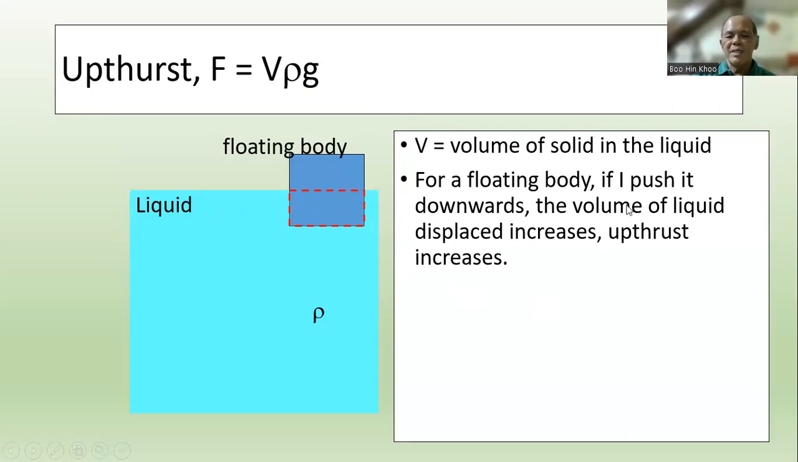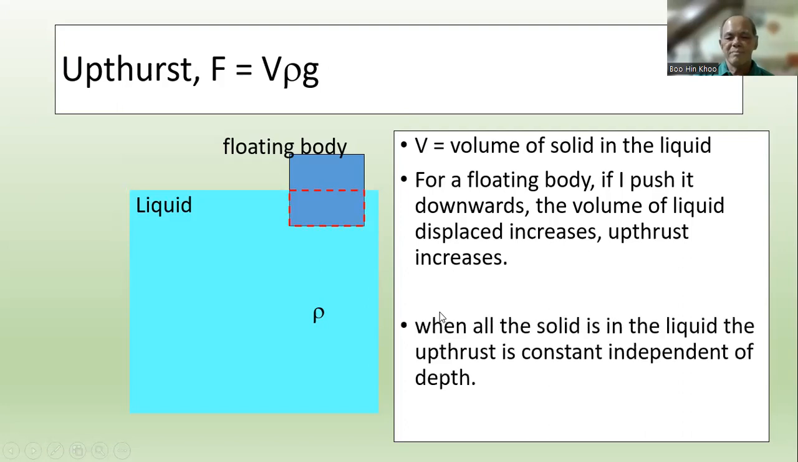For a floating object, if I push it downwards, it is balanced. But when I push it downwards, the volume of the liquid displaced increases. You push it in, volume increases, so the upthrust will increase. That's why when you try to press a wood into the liquid, it will not sink, but it will rise up and float again.